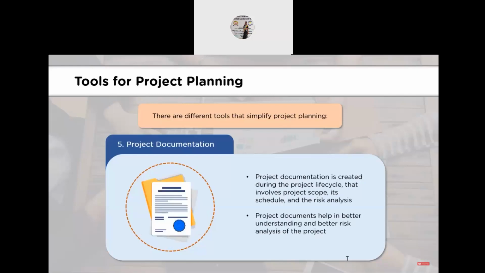The last tool we will see is project documentation. Project documentation is an integral part of the project life cycle. Project documentation helps in understanding the mistakes made during the project and, more importantly, provides guidelines for the upcoming project.